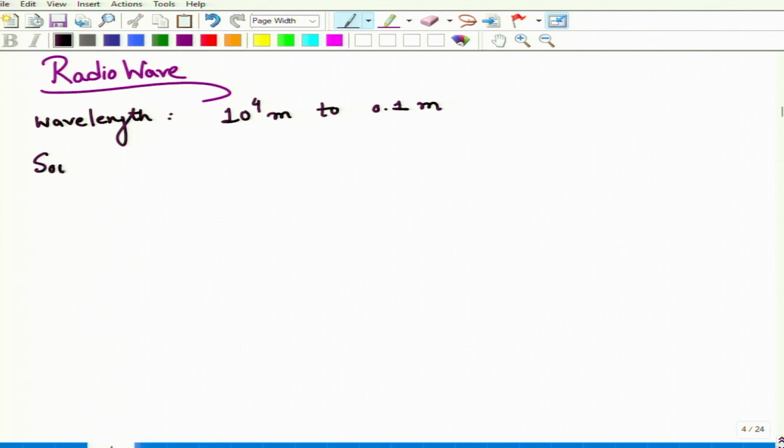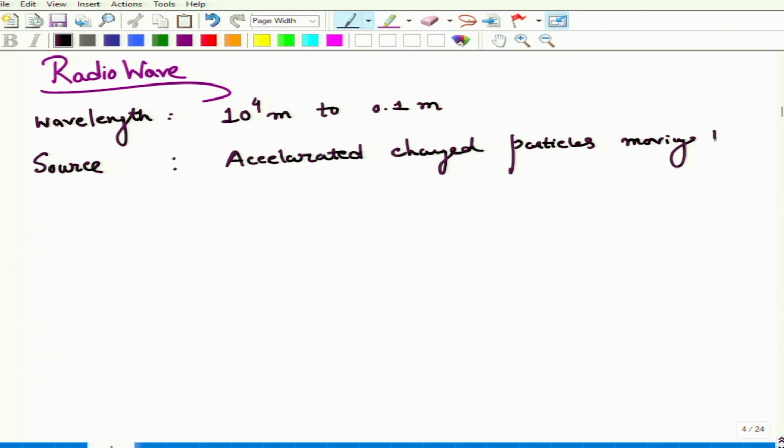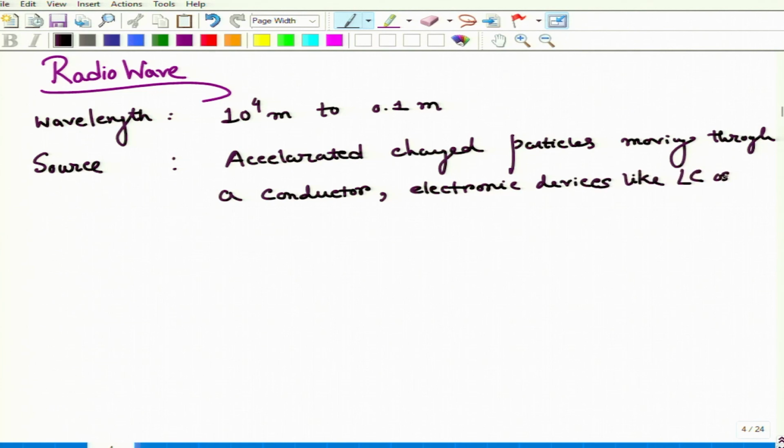What is the source of the electromagnetic wave for the radio wave? That is an accelerated charged particle moving through a conductor, or electronic devices like an LC oscillator. That is the source.